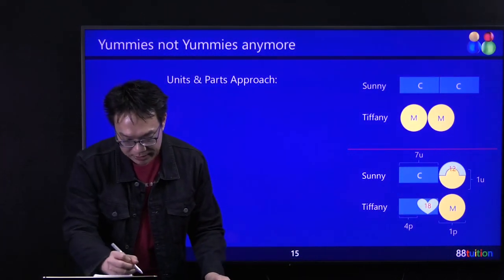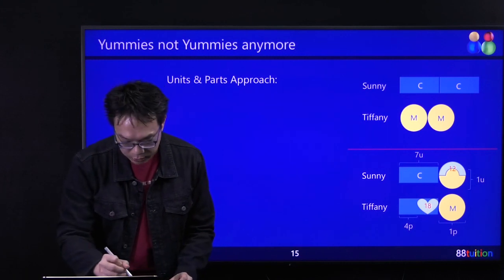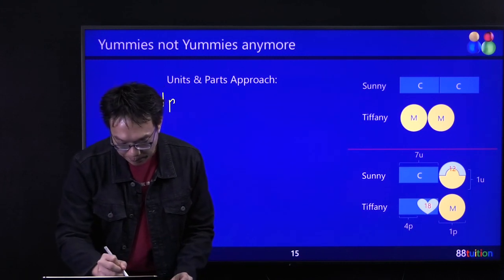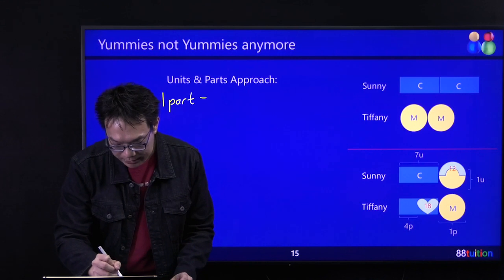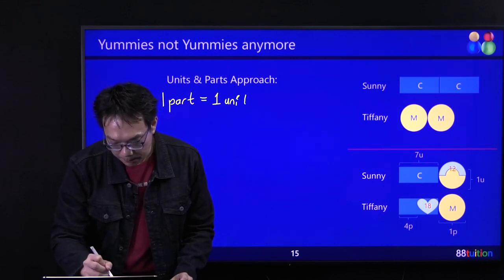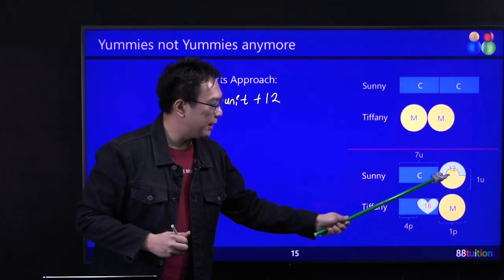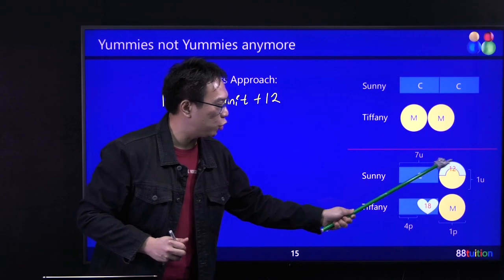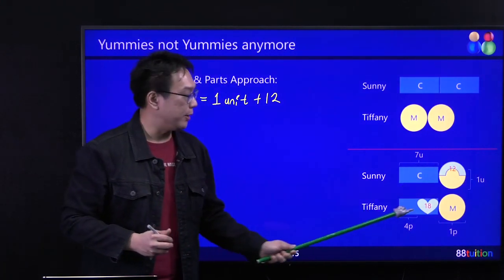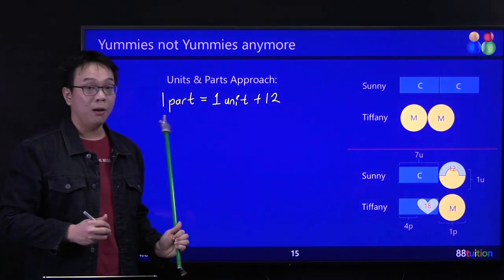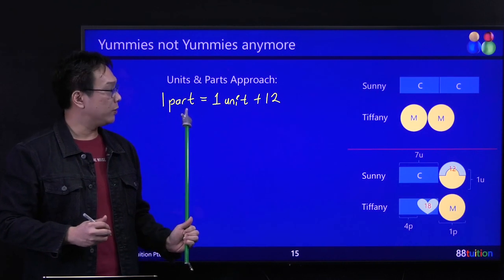So you have your first information, which is one part can be represented as what? Can be represented as 1 unit plus the 12. Can you see now? So the 1 unit is this yellow portion. If you plus the 12 right there, Sunny added, what happened? It gives you back the 1 part. Alright, so 1 part is equal to 1 unit plus 12.